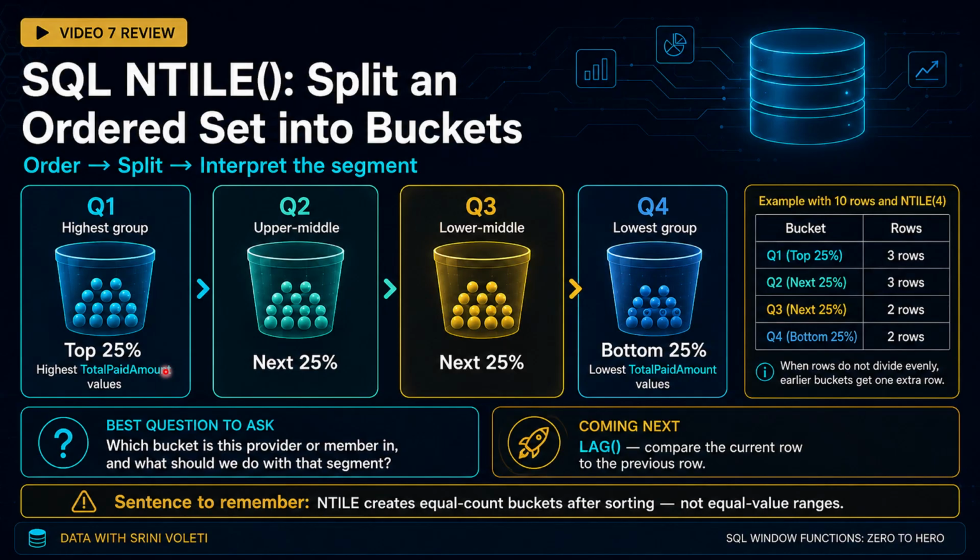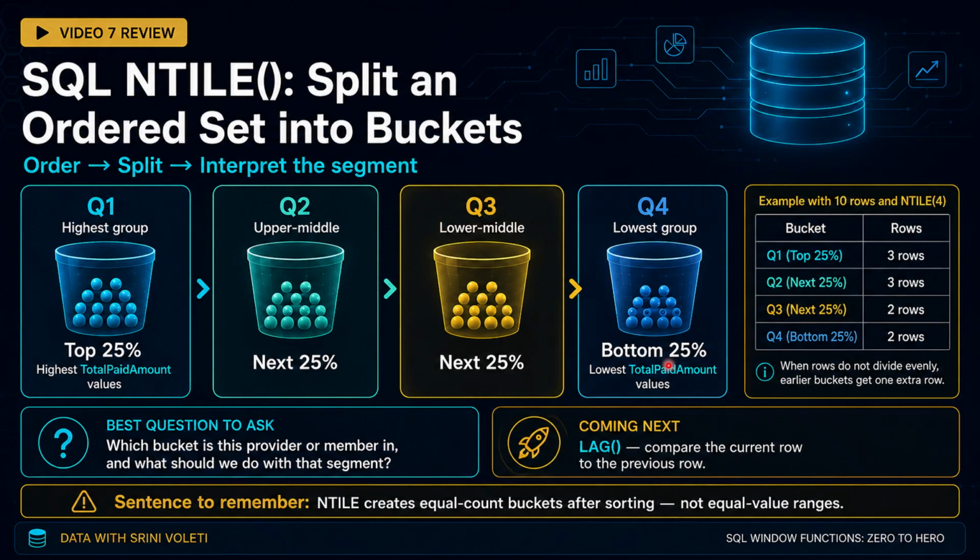The most important sentence for this lesson is this. Ntile creates equal count buckets after sorting, not equal value ranges. So when we say Q1, Q2, Q3, and Q4, we are not saying every bucket covers the same dollar distance. We are saying SQL distributed the ordered rows across 4 buckets as evenly as possible.